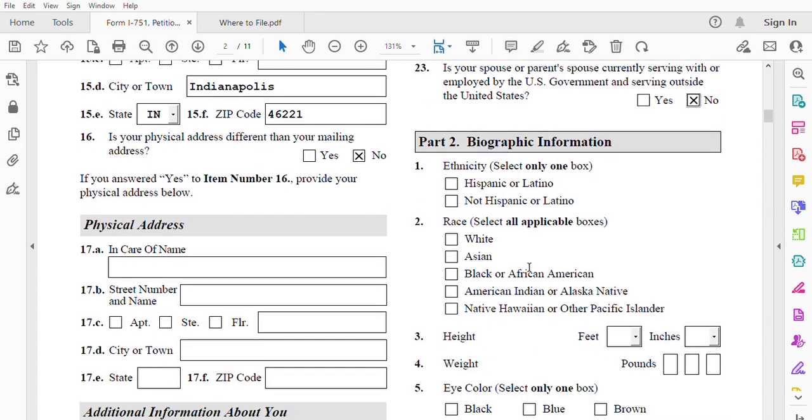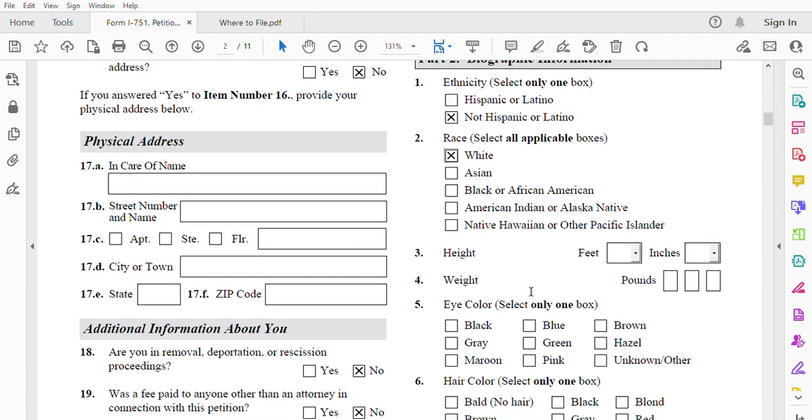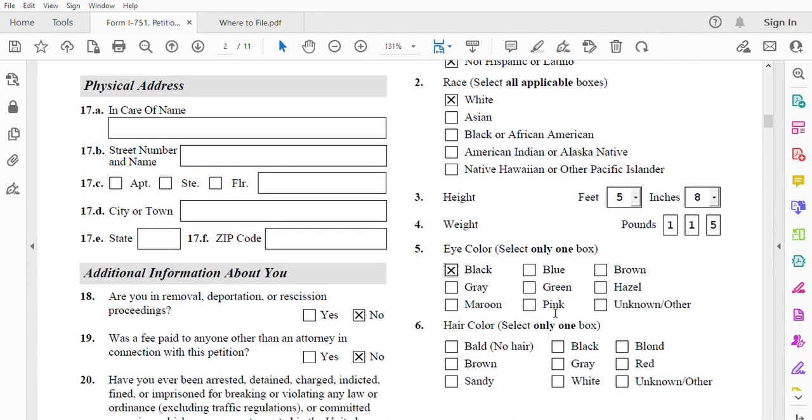So Part 2, biographic information. Not Hispanic or Latino. In North Africa, it's white, according to USCIS descriptions. The height is 5'8". The weight is 115 pounds. Eye color, and my wife's is black. Hair color is black.